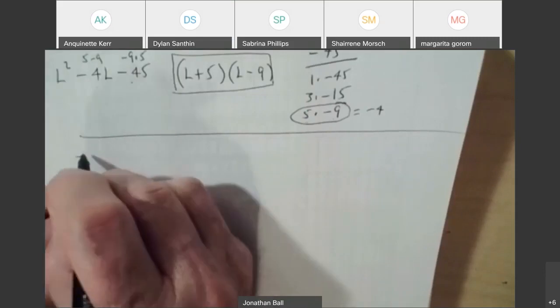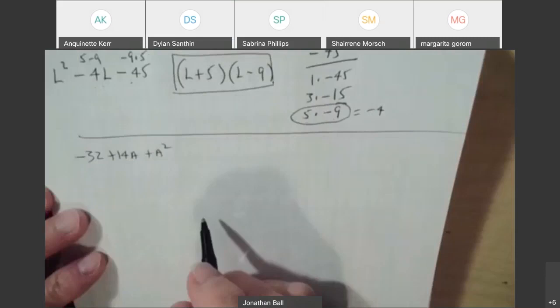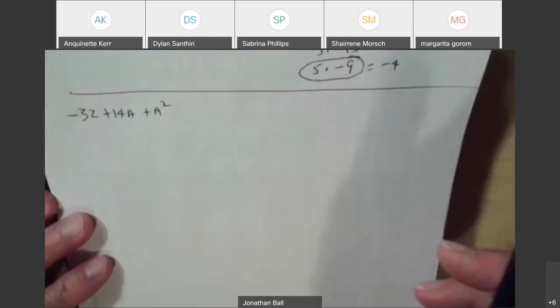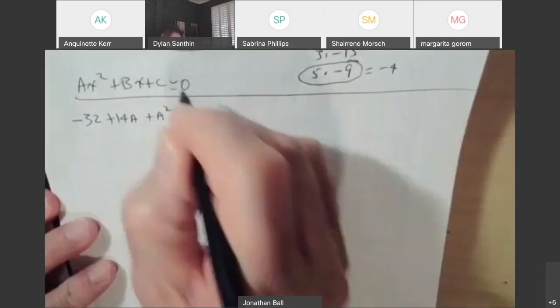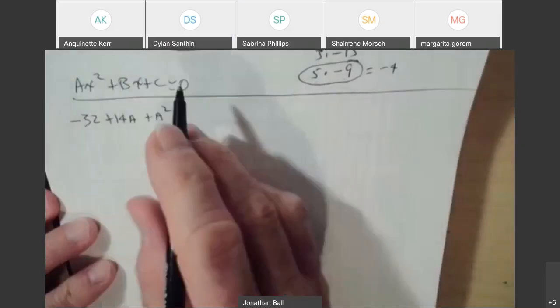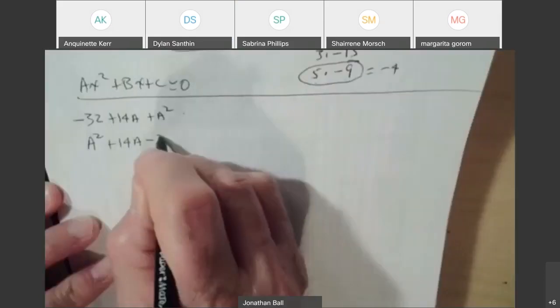-32 plus 14a plus a squared. What in the world have these boys done here? They went and moved everything around. So put it in the form that we like. We like ax squared plus bx plus c equals 0. So let's rearrange this. So we get a squared plus 14a minus 32.